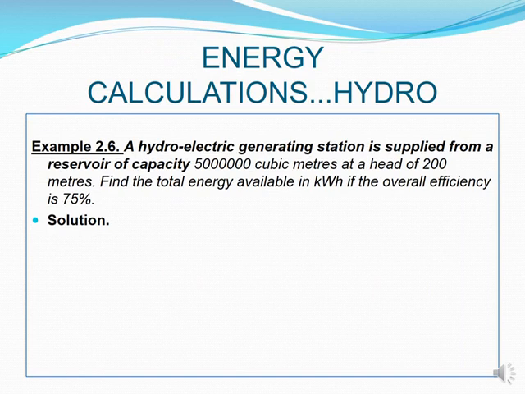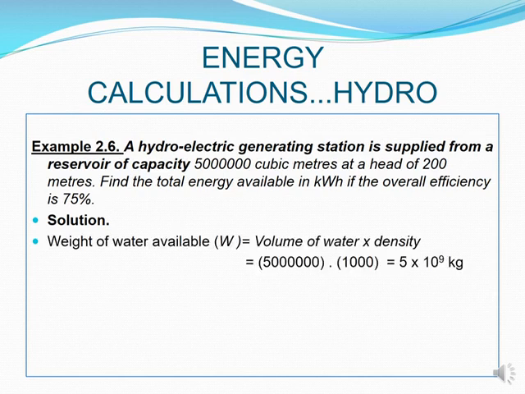The first example that we're going to look at, on our calculations of consumption and capacities, is example 2.6 in our textbooks. Here they say we have a hydroelectric generating station that is supplied from a reservoir, which has a capacity of 5 million cubic meters at a head of 200 meters. They want us to find the total energy available in kilowatt hours if the overall efficiency is 75%.